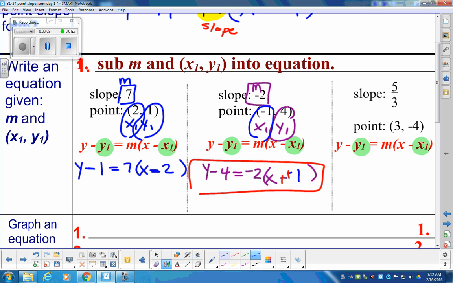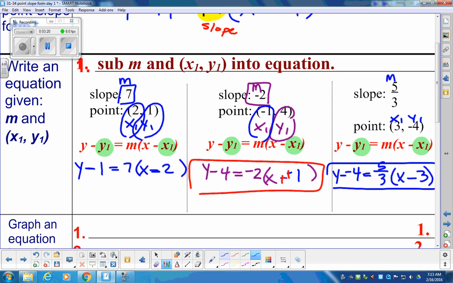Next problem over here, we have y minus. The y1 value is -4. Not loving those double negatives, but we'll deal with that in a minute. My slope is 5/3. And we have x minus. My x1 value is 3. So there we go. There's our substitution. That's what it looks like. We're not solving anything. I said no. We're going to chop that, though. Let's get rid of that. All right, so that's just how we substitute in for point and slope.